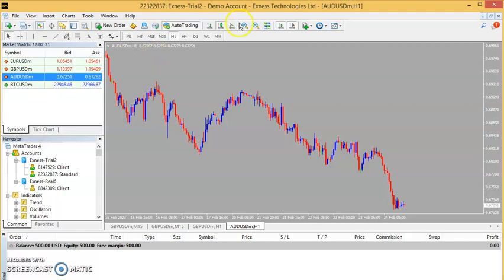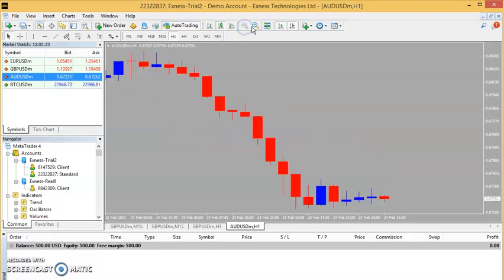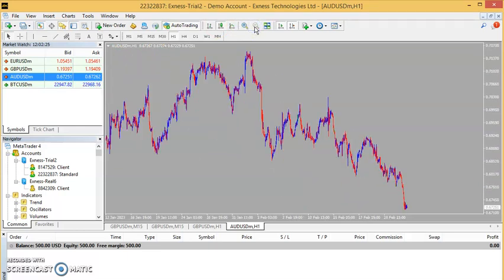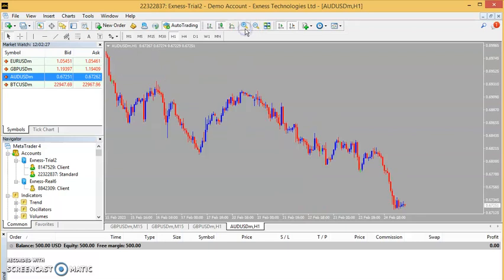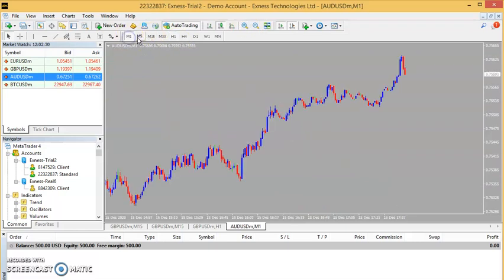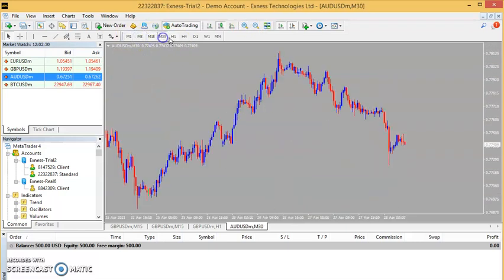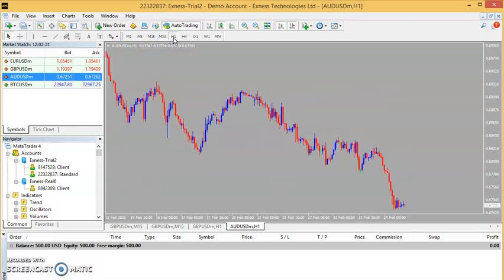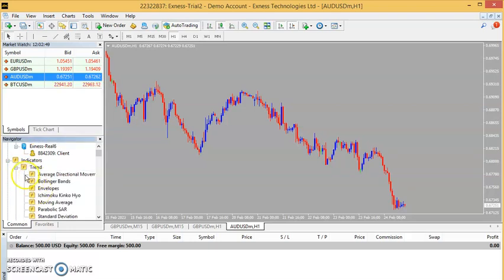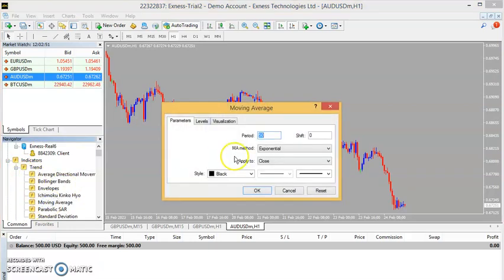Okay. Now, if you want to zoom out, use this icon, zoom out. If you want to zoom in, use this to zoom in. Okay. So you have your time frames: 1 minute, 5 minutes, 15 minutes, 30 minutes, 1 hour upwards. Then, let's say I want to install an indicator before I install my premium. So this is for trend, this is for oscillators, volumes. So let's say I want to put in a moving average. This is a moving average.